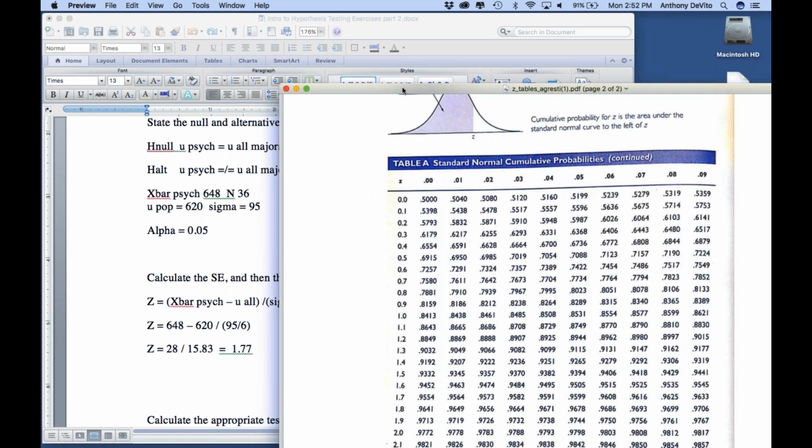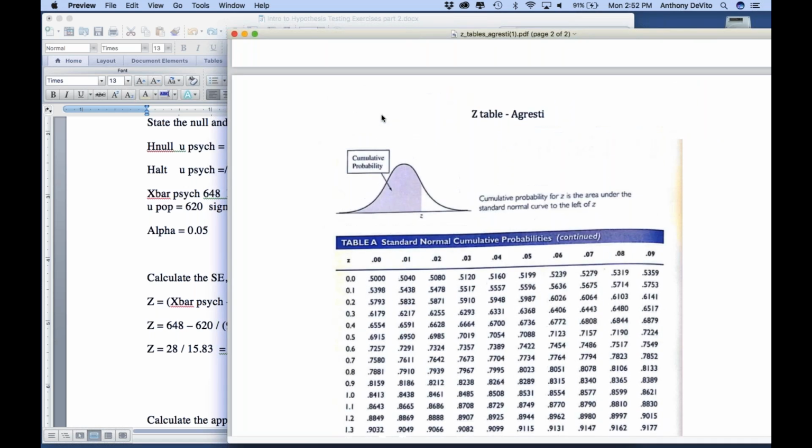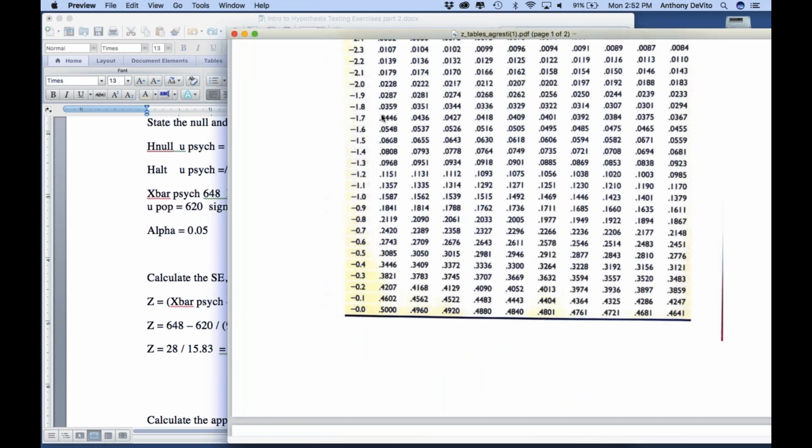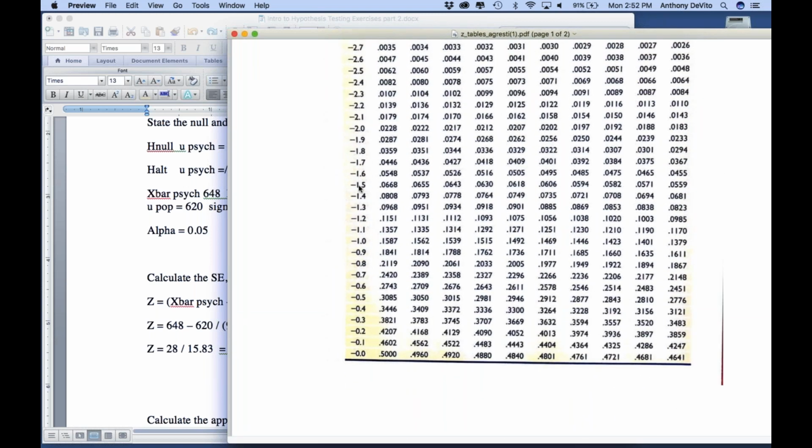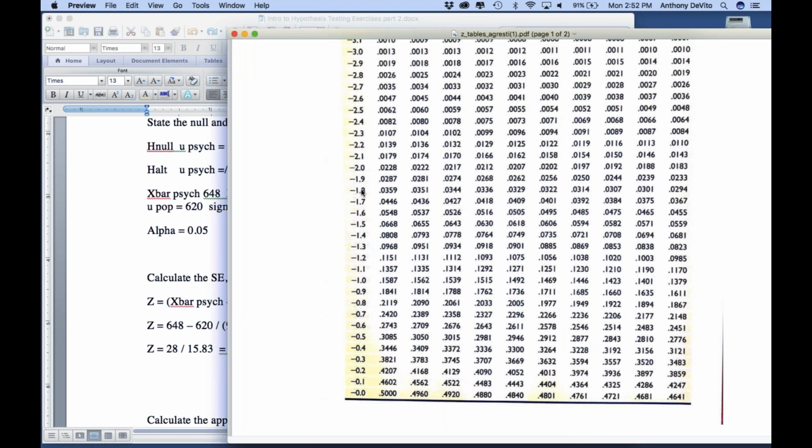0.0628. I could have skipped a step there, because since I know that they're symmetrical, I could have just looked up negative 1.77, negative 0, 1, 2, 3, 4, 5, 6, 7, and gotten that 3.84 over there. Okay, I double that number to get what I need.